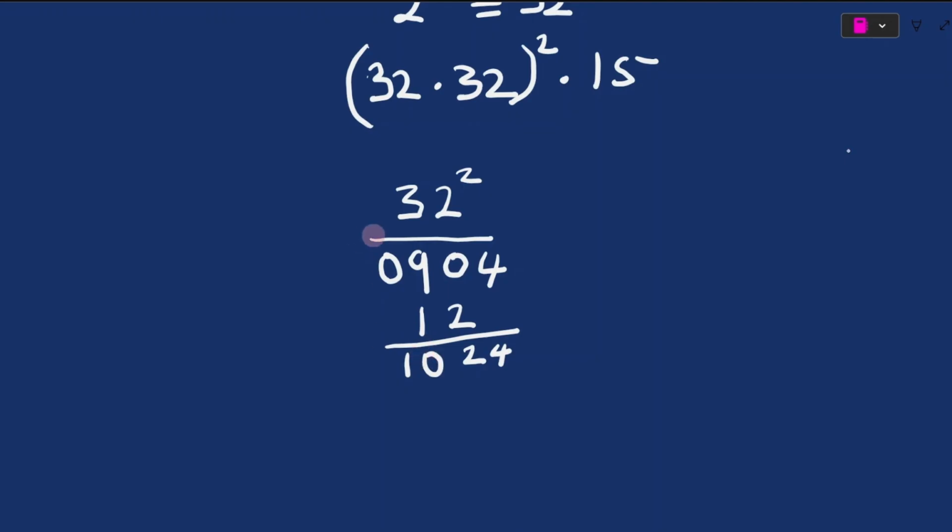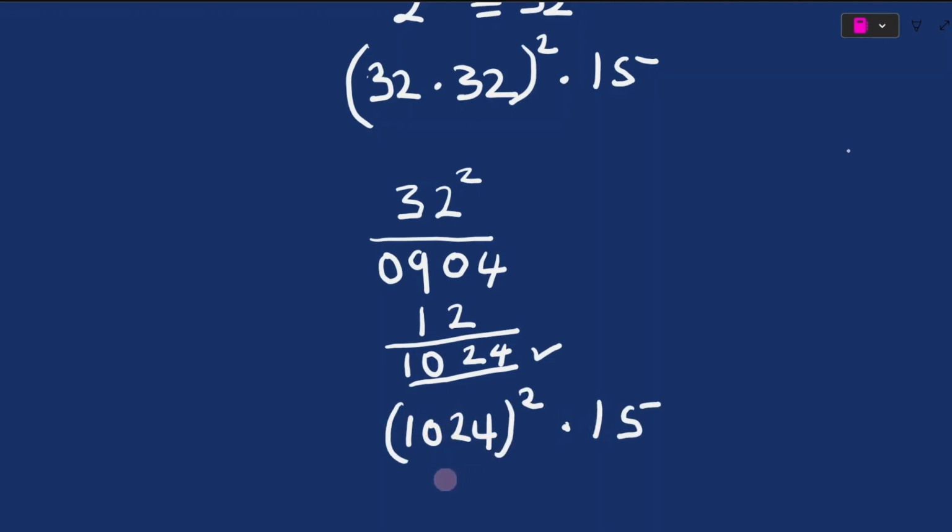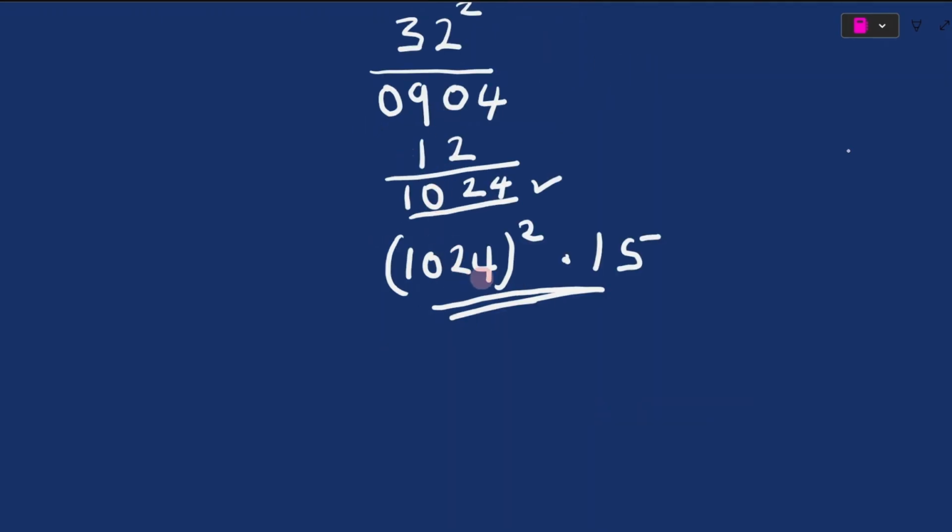So 32 squared is the same thing as, you can press it out with your calculator to find out whether we got the right answer. But this is it. Therefore, we have 1024 squared multiply 15. We can also separate this into 1000 plus 24, which multiplies 15.